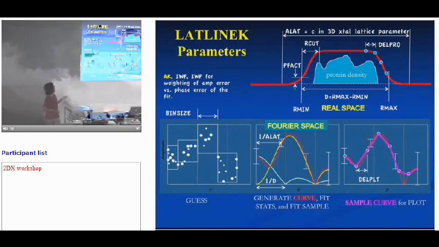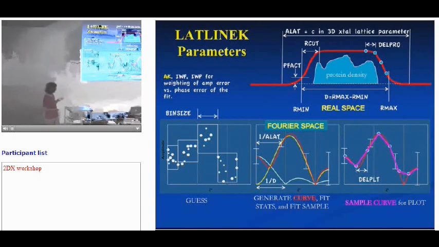So one of the other things that you need to start specifying then is how you're going to sample this envelope function, so that you can do a discrete Fourier transform and put that into Fourier space as the curve. Those are the values that you use to describe the envelope function in real space.